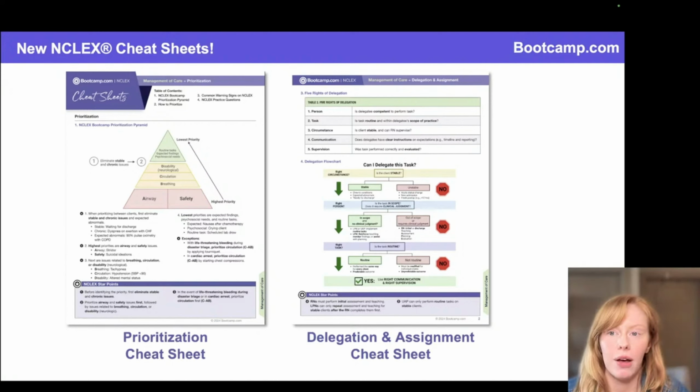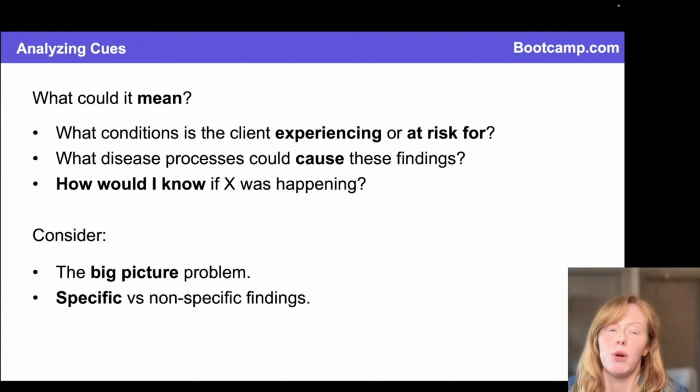When we're talking about step 2, analyzing cues, that really requires you to have an understanding of the disease process or to know your content. When we're thinking about analyzing cues, the NCLEX wants to know that you know what those cues could mean. They might ask, what conditions is the client experiencing or at risk for, what disease processes could cause those findings, or how you would know if this or that condition was happening.